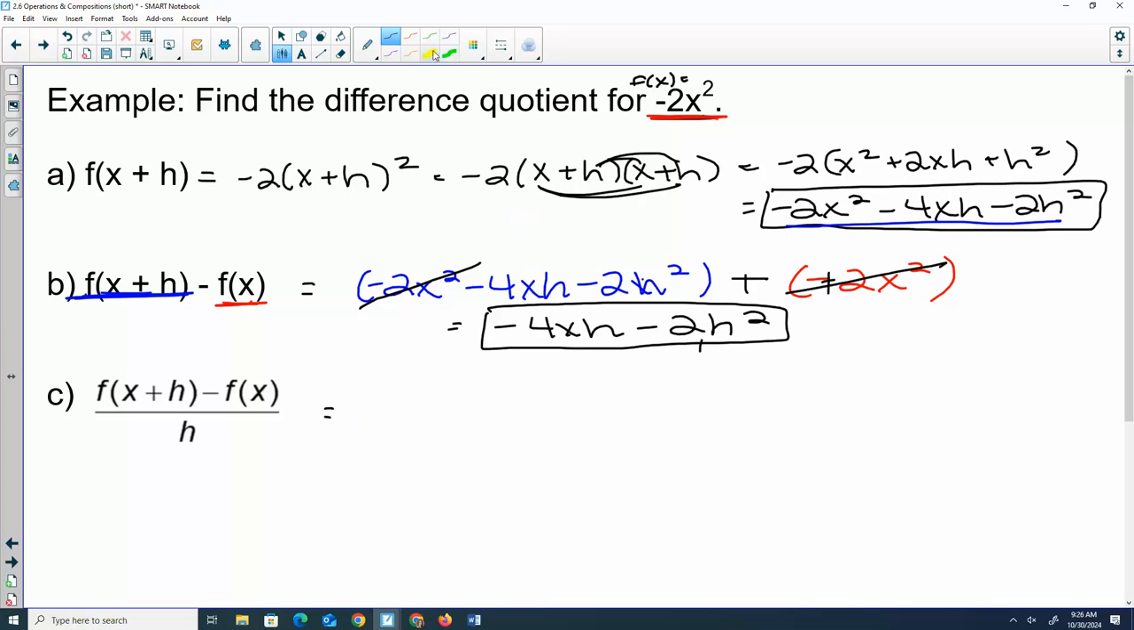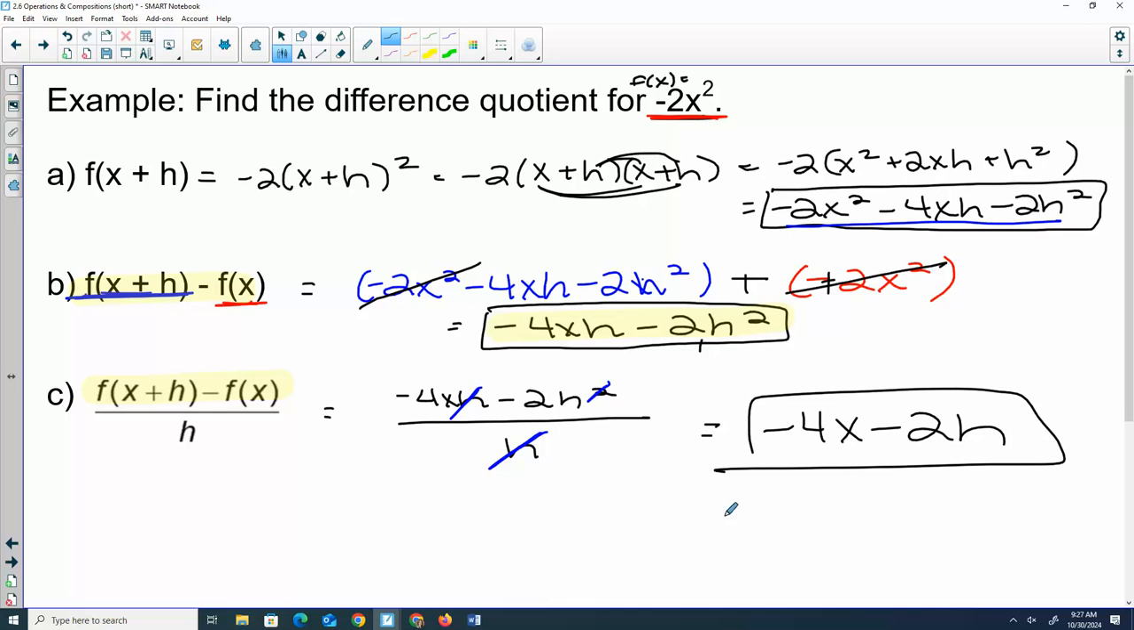Part C. f of x plus h minus f of x. That is what we found in part B. And we got that answer to be negative 4xh minus 2h squared. And that whole thing is divided by h. So what can we do? We can take an h out, but we have to take it out of every term. So we cancel this h, one of these, and this one. So we took an h out of everything. When we do that, we are left with negative 4x minus 2h.